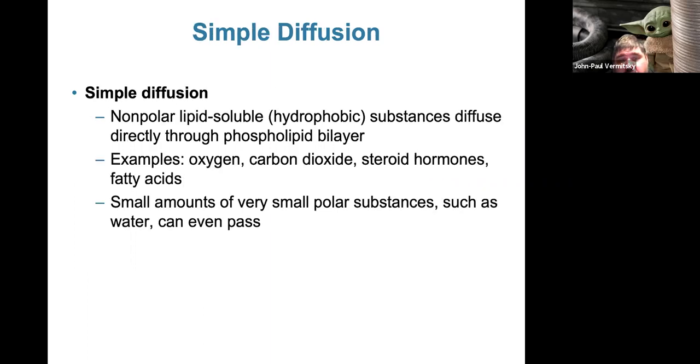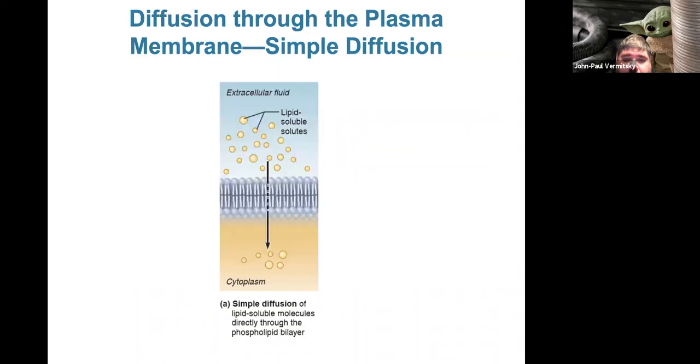Simple diffusion is when nonpolar lipid-soluble substances diffuse directly through the phospholipid bilayer. Examples include oxygen, carbon dioxide, steroid hormones, and fatty acids. Small amounts of very small polar substances such as water can even pass through. So here you can see lipid-soluble substances passing through by simple diffusion.